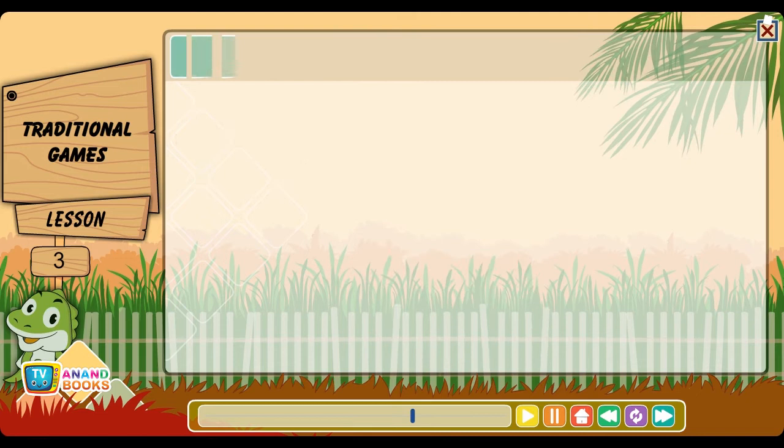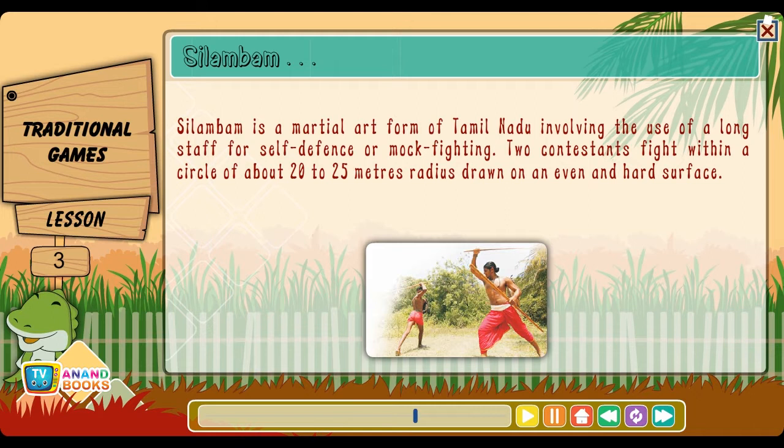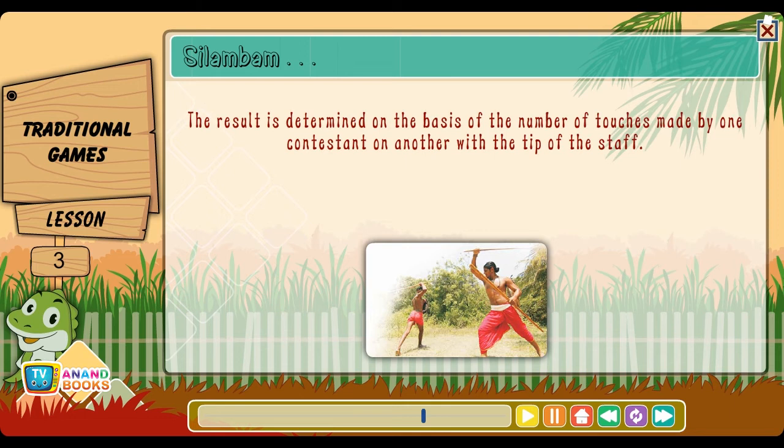Silambam. Silambam is a martial art form of Tamil Nadu, involving the use of a long staff for self-defense or mock fighting. Two contestants fight within a circle of about 20 to 25 meters radius, drawn on an even and hard surface. The result is determined on the basis of the number of touches made by one contestant on another with the tip of the staff.